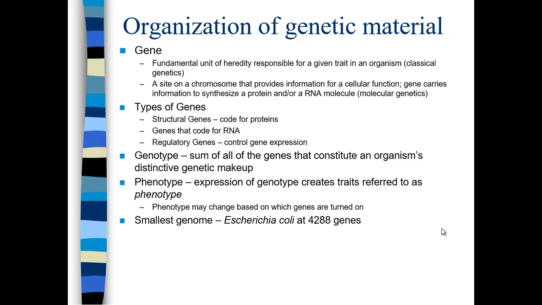The smallest genome in cellular life is E. coli, with only 4,288 genes. Human cells have anywhere between 20,000 to 25,000 genes. That's still being discovered as a part of the Human Genome Project.